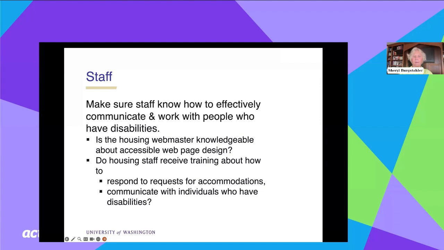And do housing staff receive training about how to respond to requests for accommodations and to communicate with individuals who have disabilities? On the back of the handout that I'm talking about here, there's a whole list of communication tips. And one of them is, for instance, avoiding negative descriptions of disabilities, like people that are confined to a wheelchair. I've known a lot of people who use wheelchairs. I've never met one that's confined to one. In fact, they all get out of them at times, and they're not confined. They're actually liberated by this wonderful assistive technology called a wheelchair. It gets them around. It lets them do things that they couldn't do otherwise.